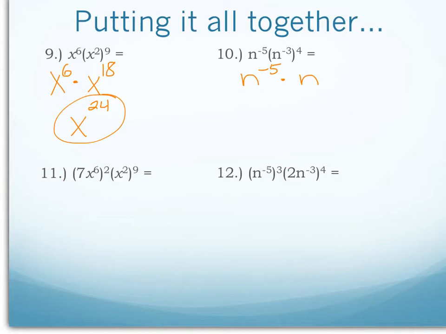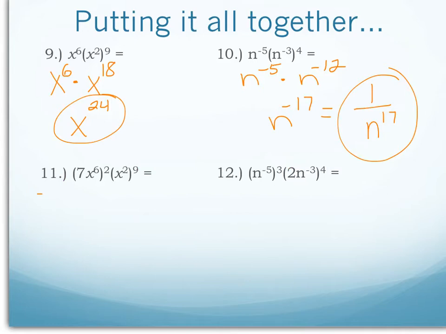Number 10, again, clearing parentheses first. So we'll have n to the negative 5th times n to the negative 12th. Add your exponents, you get n to the negative 17th. However, we cannot leave a negative in our final answer, so we rewrite it as 1 over n to the positive 17th.